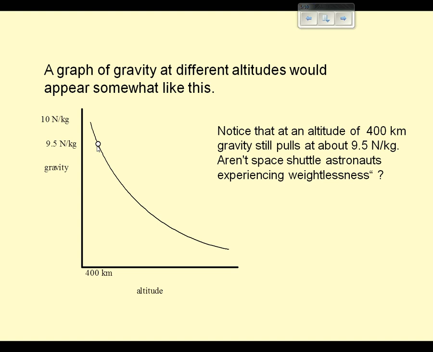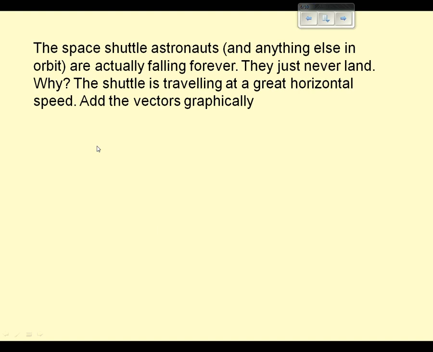Now, I've talked about this, so you should know the answer already. Are they experiencing weightlessness? Apparent weightlessness, and why is that? And here's the diagram that really makes it make sense for kids. The space shuttle astronauts and everything else in orbit are actually falling forever.